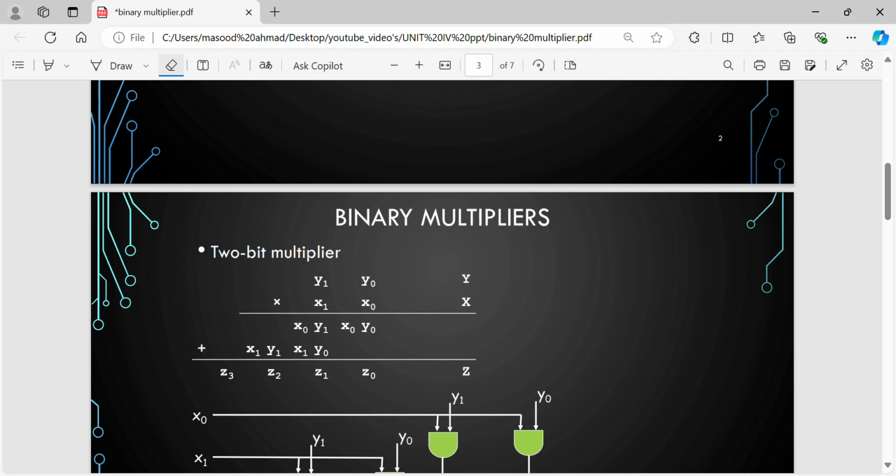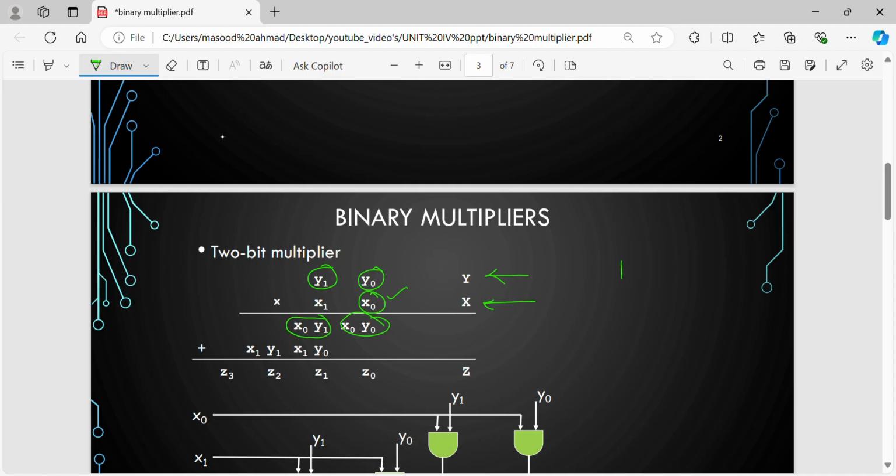There is a multiplicand and there is a multiplier. Let's say X is the multiplier and Y is the multiplicand. We multiply X0 with Y0, so we get X0 Y0. X0 multiplied with Y1 will give you X0 Y1. It is simply like this.